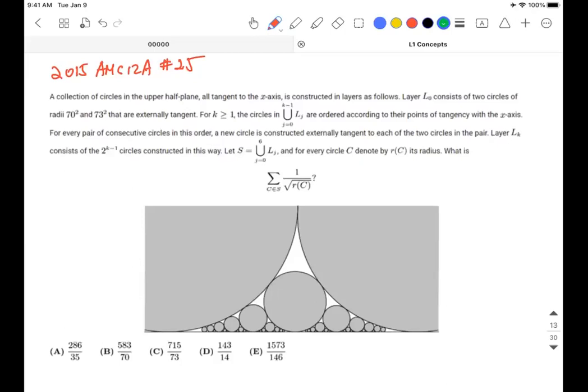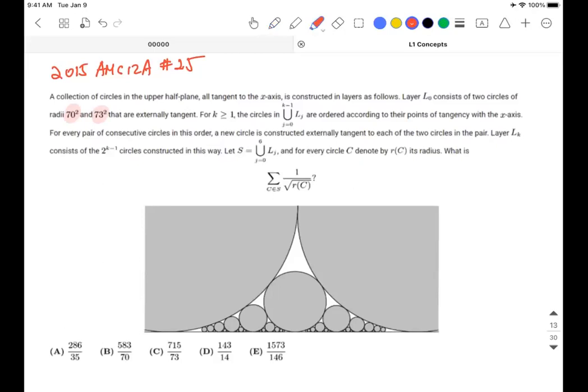All right, let's have a look at this problem altogether. The problem says a collection of circles in the upper half plane, all tangent to the x-axis, is constructed in layers as follows. They basically go through different layers. Layer L0 consists of 2 circles of radii 70² and 73². Oh my God, why did I give you something so nasty? 70² and 73². There must be some reasoning. Let's just park it there.